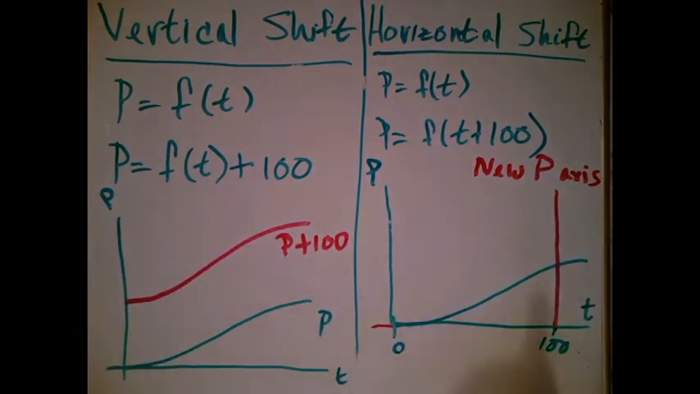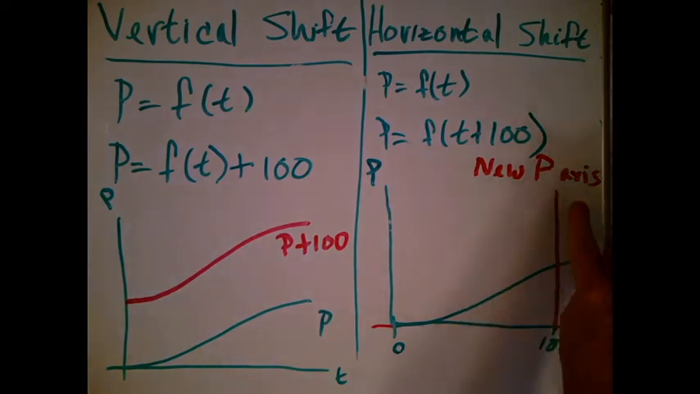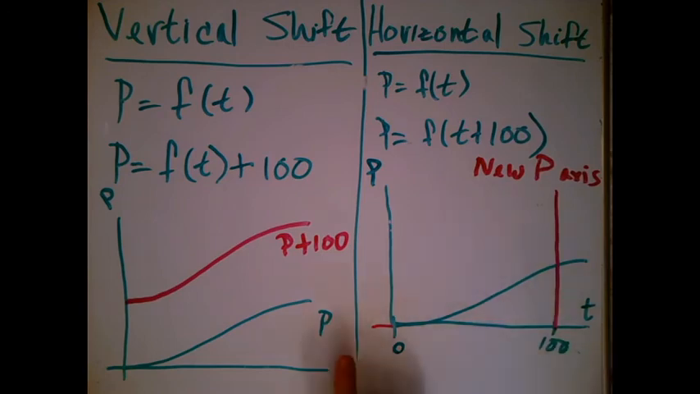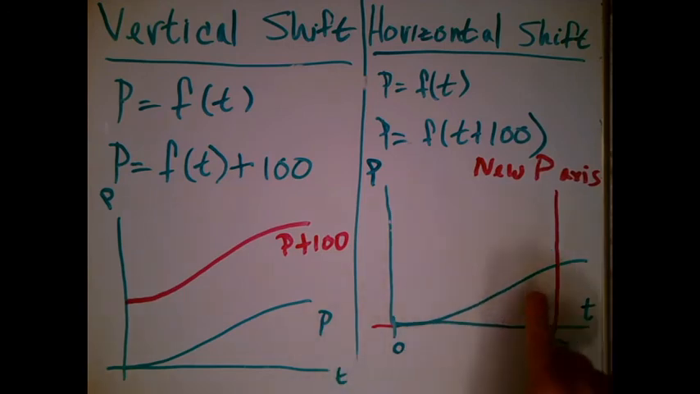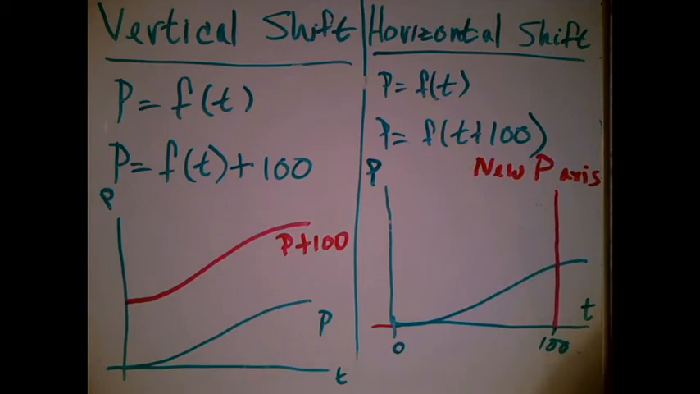So what I'm going to do is just put in where my new p-axis is, and you can see that the graph right here would just look right. There's my p-axis, there's my t-axis, and my graph would sit like this. Now you can see that this actually looks like I moved the original graph backwards 100 units. That's what it looks like. That's not what I did.